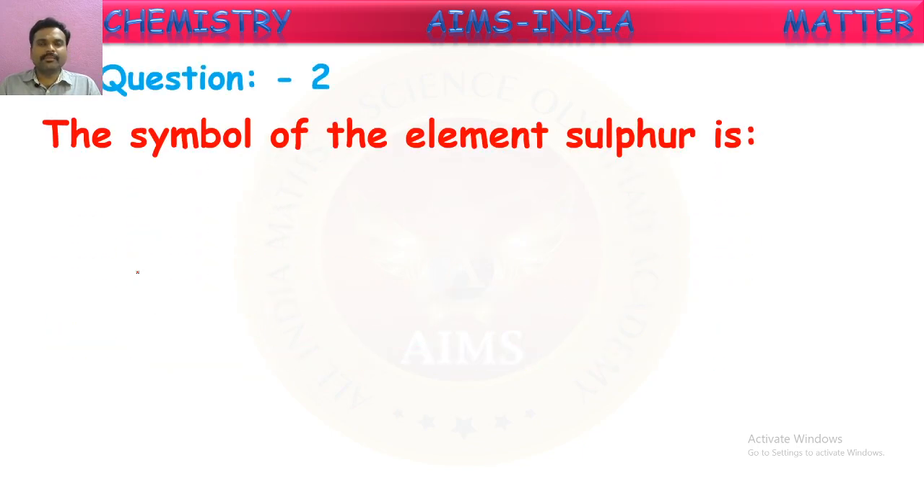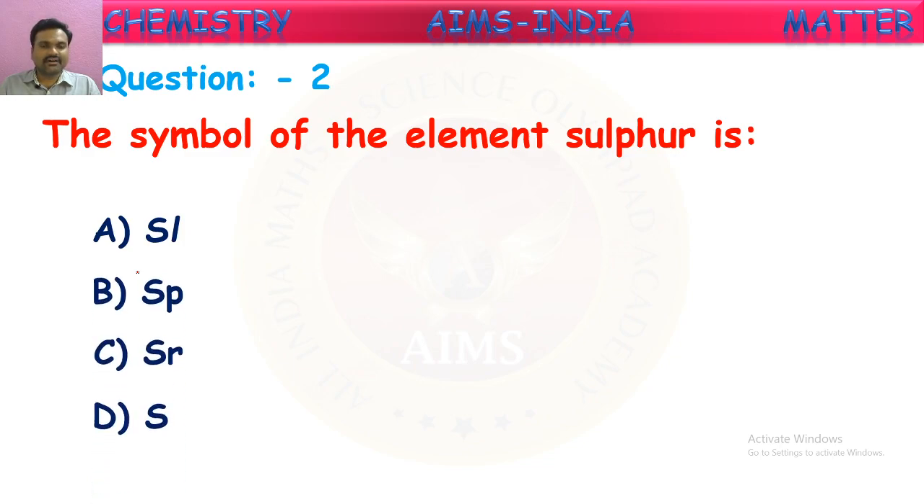The symbol of the element sulfur. What is the symbol for the element sulfur? Yes, is it SL? Is it SP or SR or S? What is the correct answer? You can guess it, you can give the answer. Good, some of you have given the correct answer, right? Yes, let me say here. This is sulfur. The sulfur symbol is S. Very good, it is S.